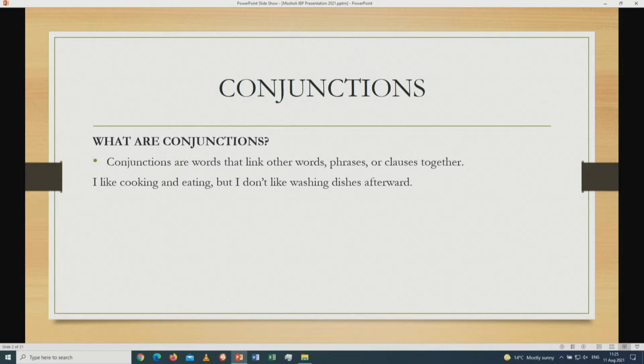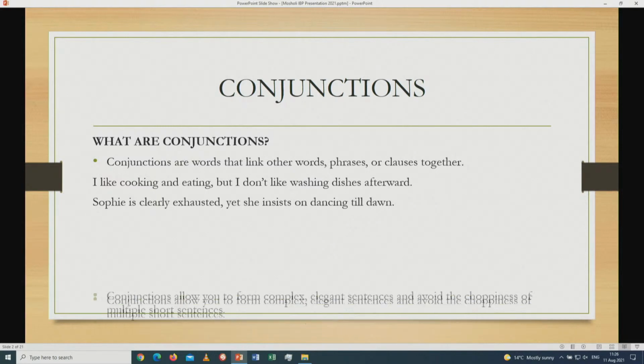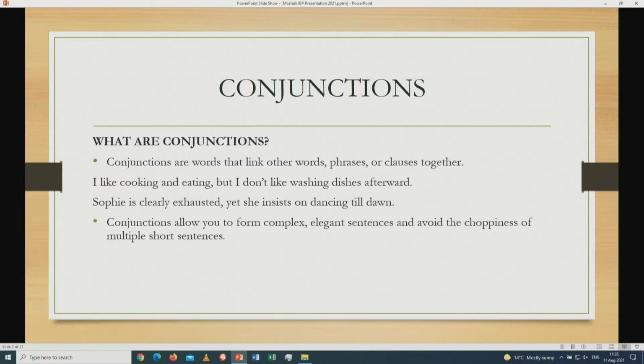I like cooking and eating, but I don't like washing dishes afterward. Sophie is clearly exhausted, yet she insists on dancing till dawn. Conjunctions allow you to form complex, elegant sentences and avoid the choppiness of multiple short sentences.